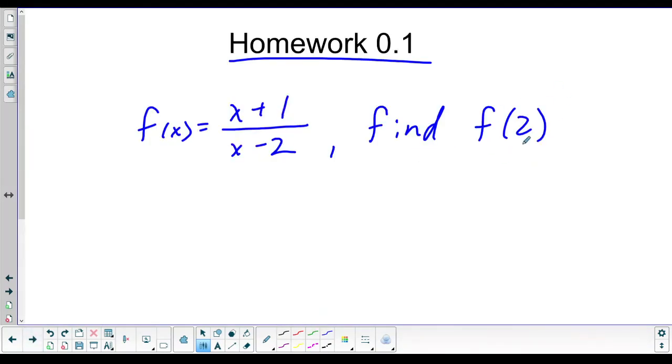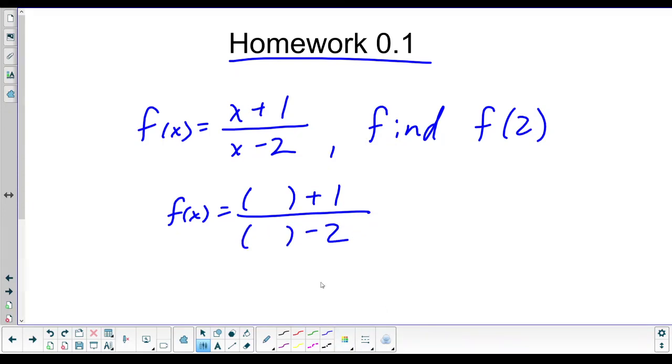Let's plug this in and see what happens. So we're going to have f of x equals, where our x's are, we're going to put parentheses, plus 1 over parentheses minus 2. Now we fill in what they tell us to put in for x. So this will be 2. This will be 2. We'll simplify the top. So 2 plus 1 is 3. And then we'll simplify the bottom. 2 minus 2 is 0. Okay, this is a problem.